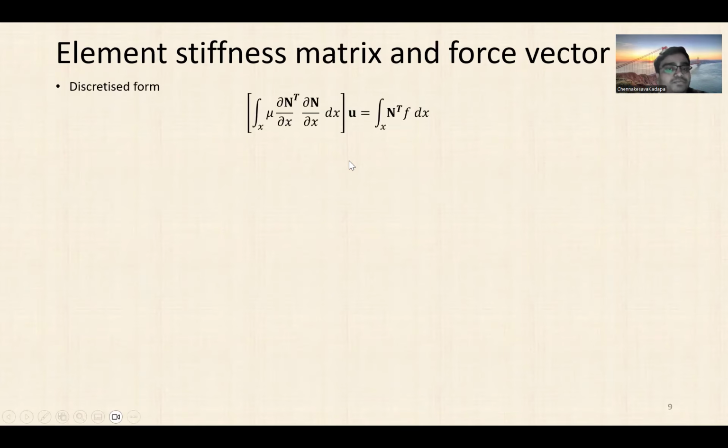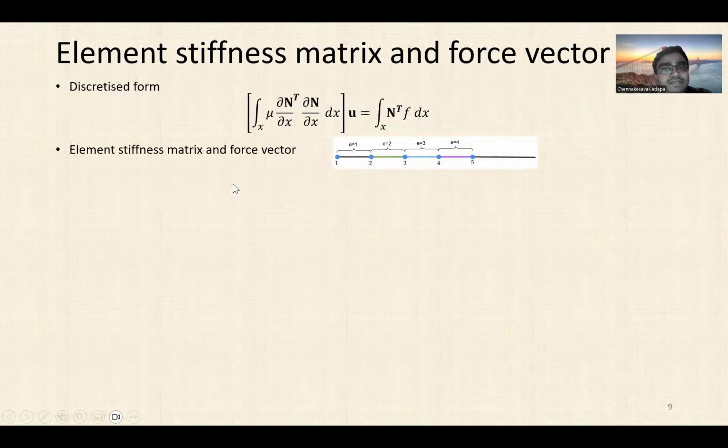So we have the discretized form, and once we split the domain into a number of elements, for example, let's say 4 elements, then for each element, for a two noded element, or for any noded element, we calculate the element stiffness matrix by limiting the integral to within that element. For example, if we take the first element, it is from x1 to x2, and then we calculate the respective basis functions and integrate them. Similarly for the force vector.